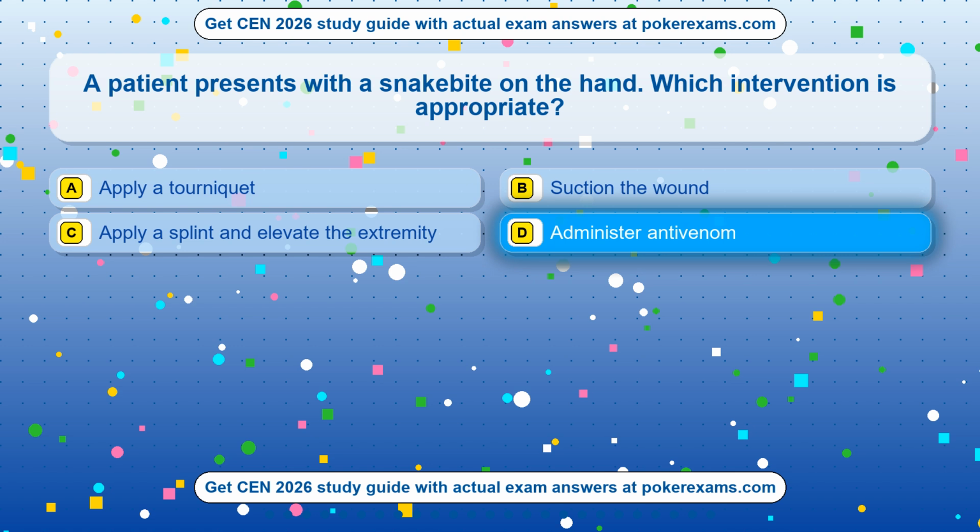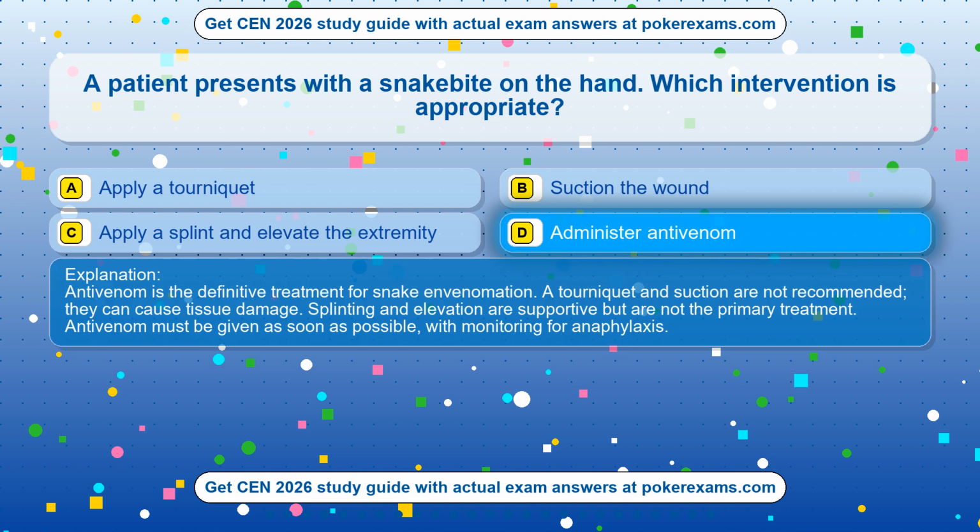Administer antivenom. Antivenom is the definitive treatment for snake envenomation. A tourniquet and suction are not recommended, they can cause tissue damage. Splinting and elevation are supportive but are not the primary treatment. Antivenom must be given as soon as possible, with monitoring for anaphylaxis.